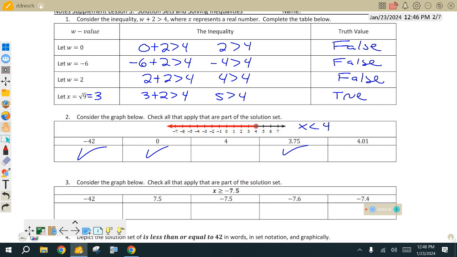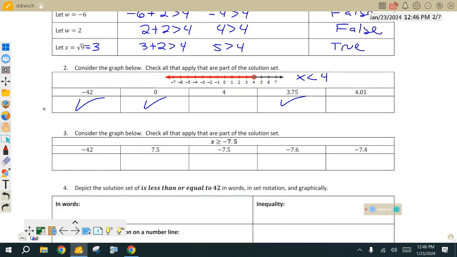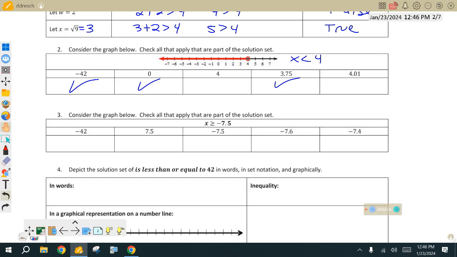Knowing what it means to be a solution. Is it less than, greater than? Is it in the shaded zone? Is it not in the shaded zone? Which is the same thing as number 3. The only difference is they give you the inequality, they don't give you the graph. This is what we just did up here. What's the truth value? So if you like the graph, fine. We can make the graph very easily.